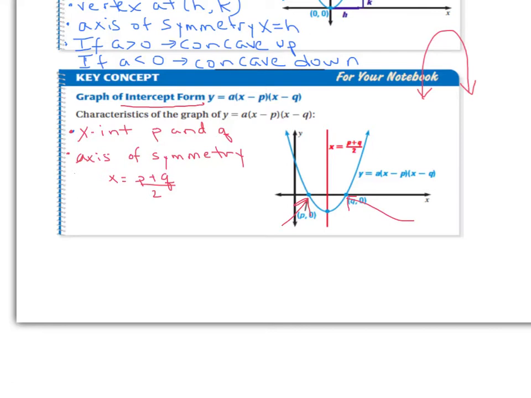This is also in your textbook on page 12, so if you wanted to take a look at what it says in the textbook, it's pretty similar. The only thing they have in this key concept for the intercept form is they also included the concavity, whether or not it opens up or down, and the concavity is the same in all three forms. So if your a value is positive, it's concave up. If the a value is negative, it's concave down.